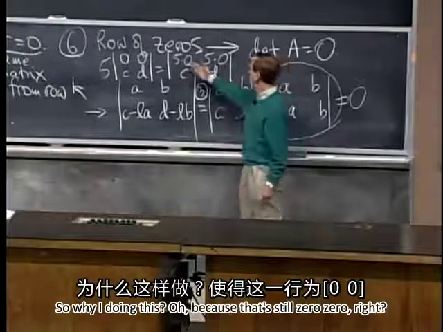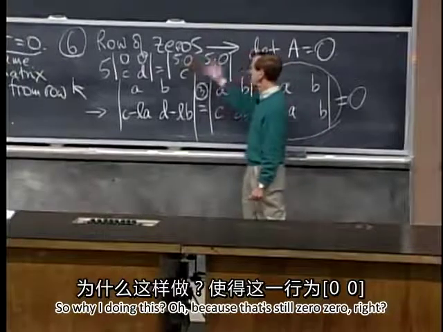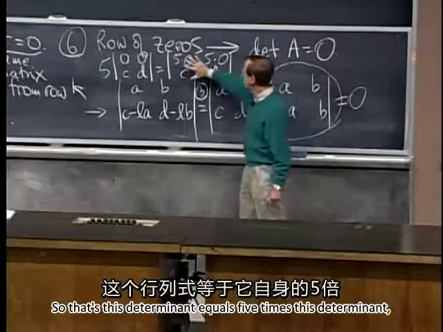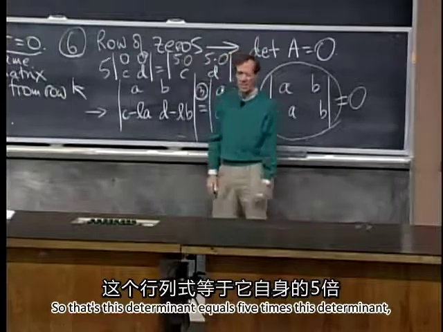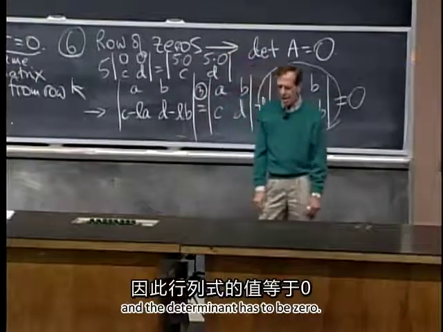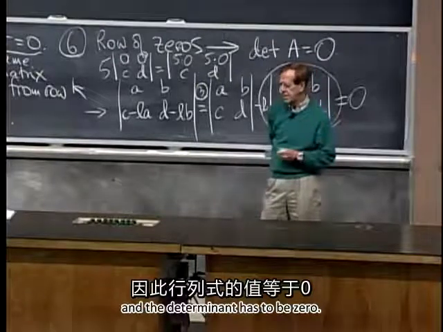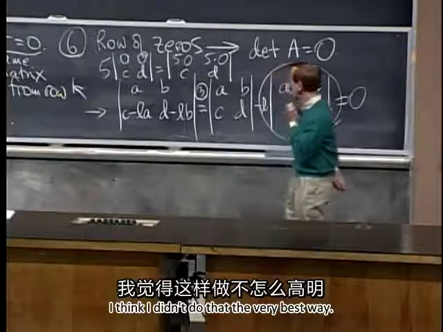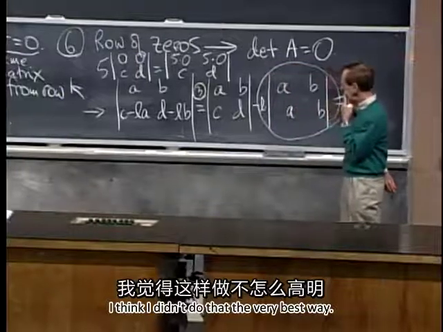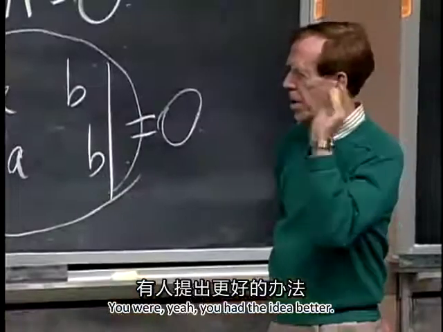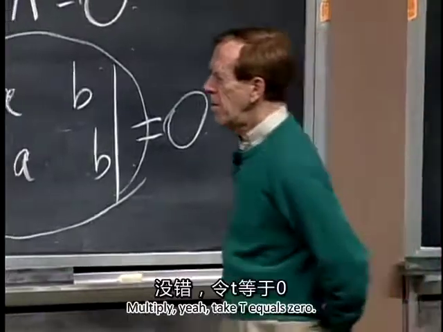Oh, because that's still 0, 0, right? So that's this determinant equals 5 times this determinant. And the determinant has to be 0. I think I didn't do that the very best way. You had the idea better.